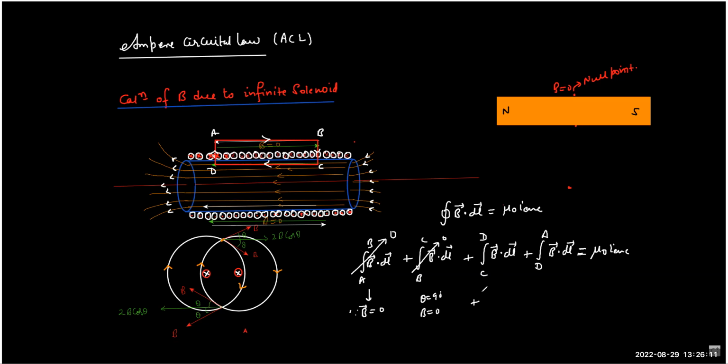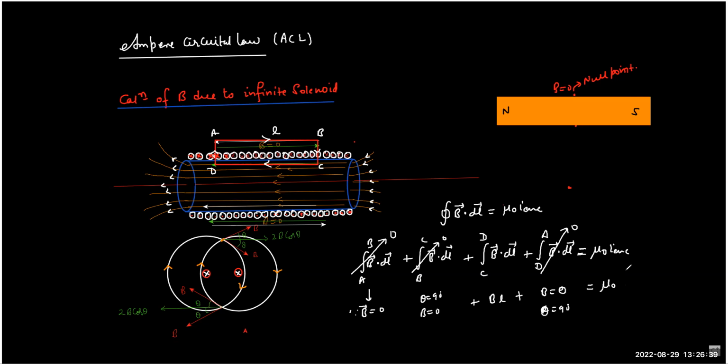From C to D, the good thing is that the B and the entire length are parallel. So if I call this length as L, this will become B into L because B dot dL is BL, right? And the D to A is again 0. For the same reason, some part is 0 and some part is 90.